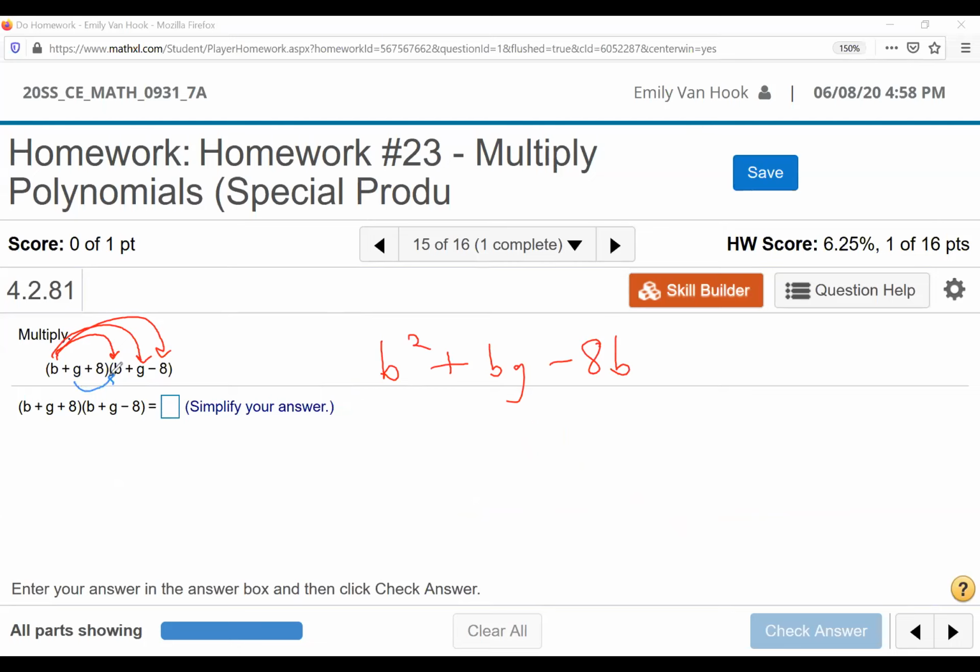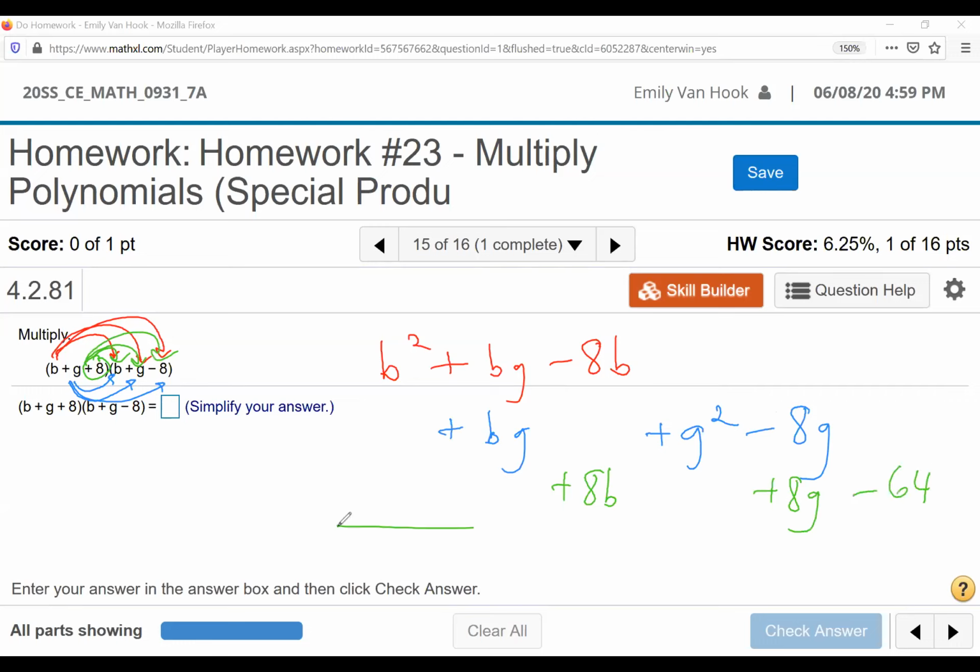And then here's another plus bg, my second row, plus g squared. I don't have anywhere to line that up. I'll make a new column, g squared. And then minus 8g. And then my third row here, distributing the 8, plus 8b, plus 8g, and then minus 64. So it's kind of a weird lining up situation, but I hope you can see that you can combine like terms. Here's b squared. Here's our 2bg, right? 1 plus 1 is 2. There's 2bg. Minus 8b and plus 8b cancel.